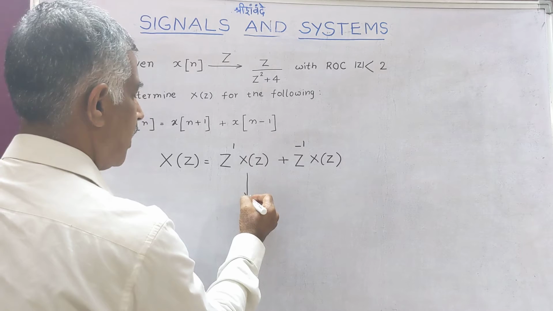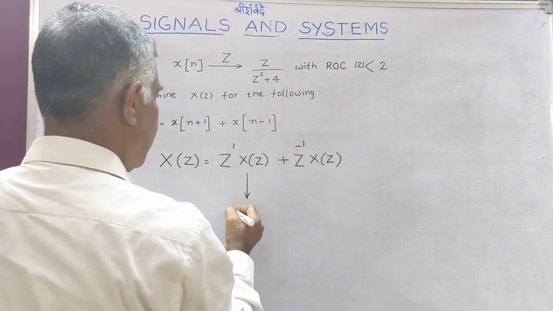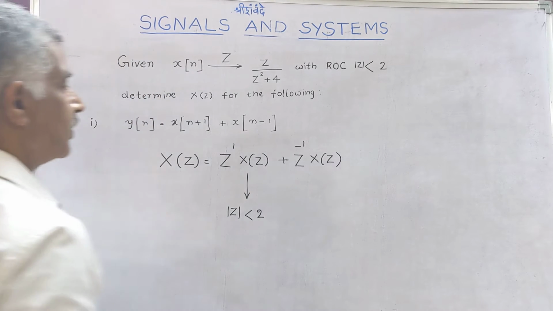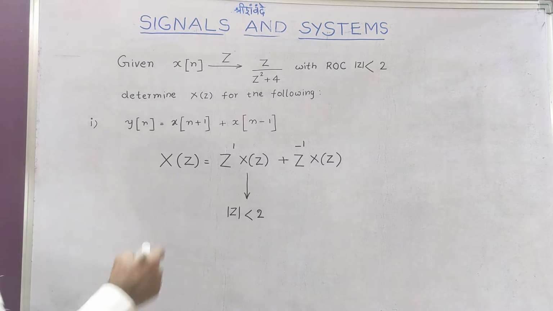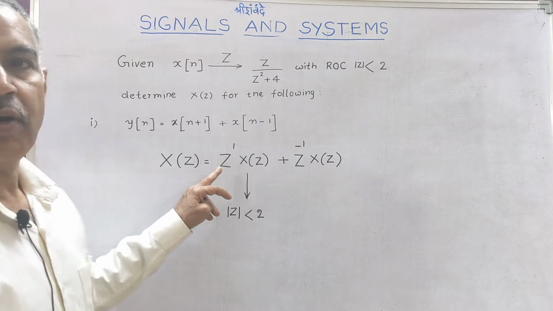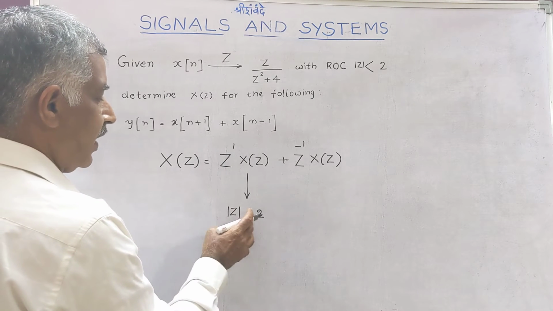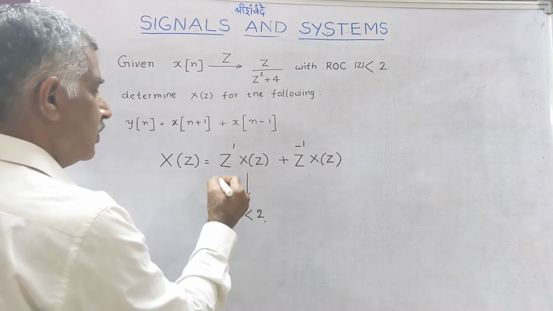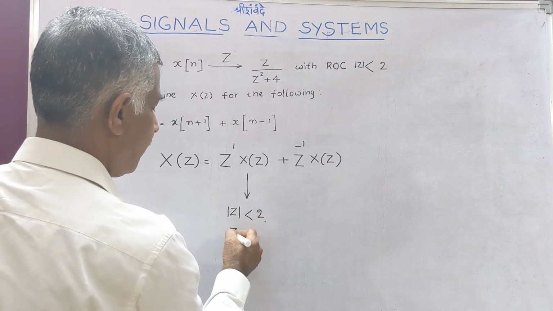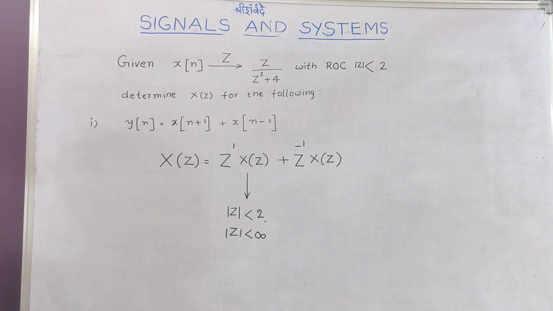What about the ROC of this? ROC is mod z less than 2, and one thing, z is in the numerator, so it cannot be infinity. So mod z less than 2 and z not equal to infinity. So mod z must be less than infinity.